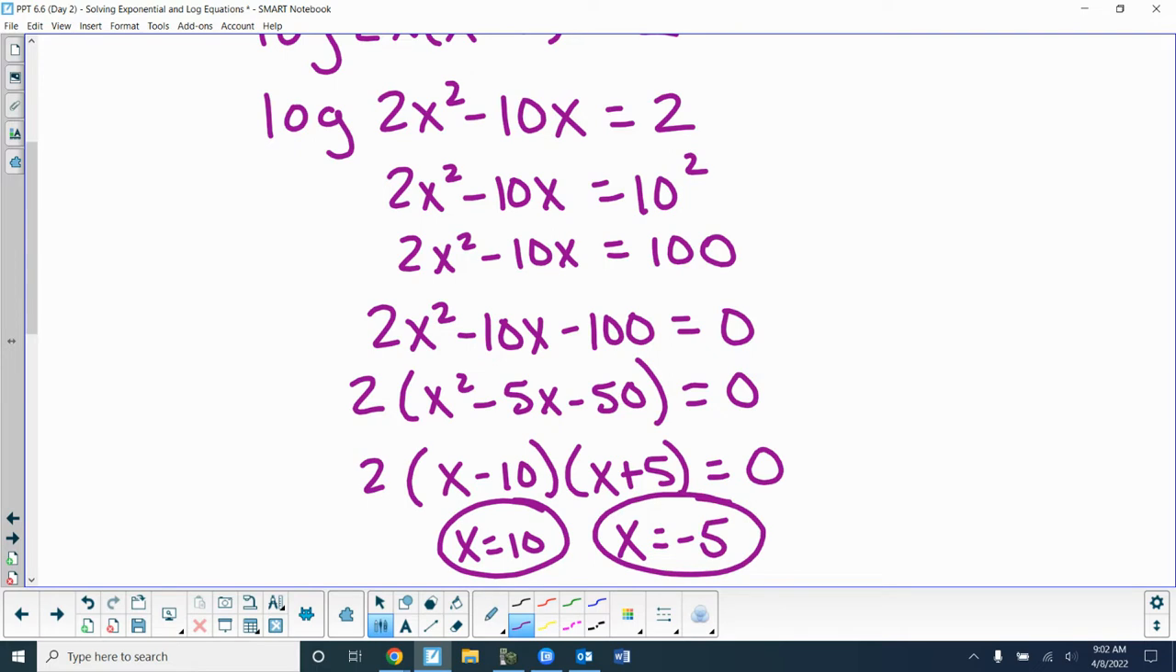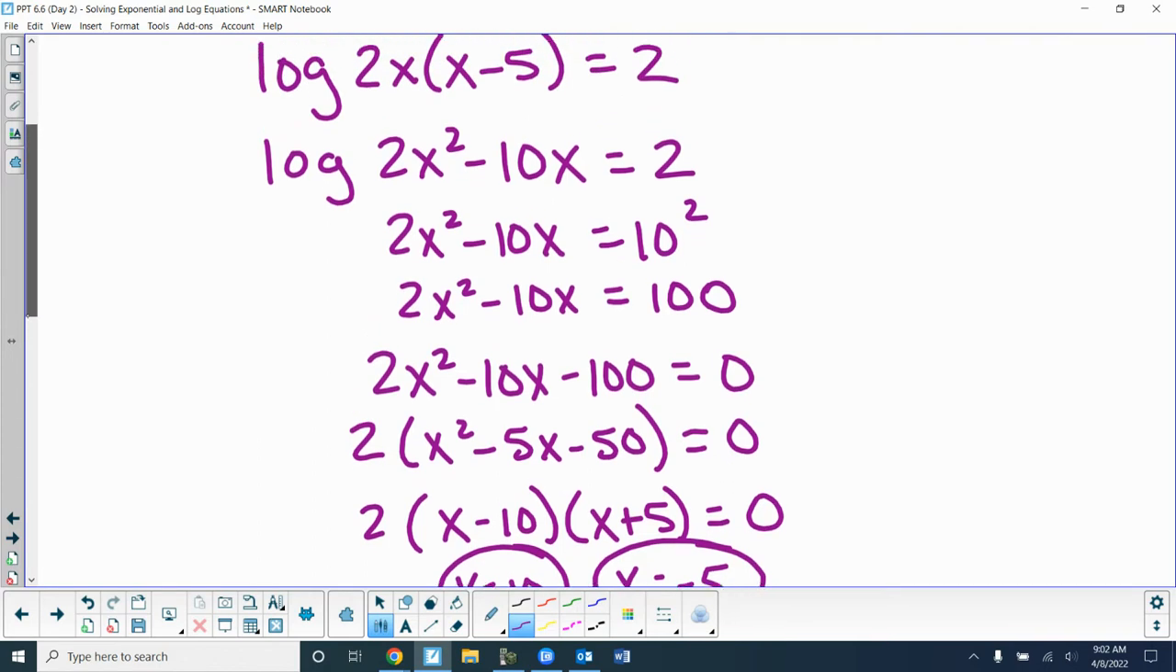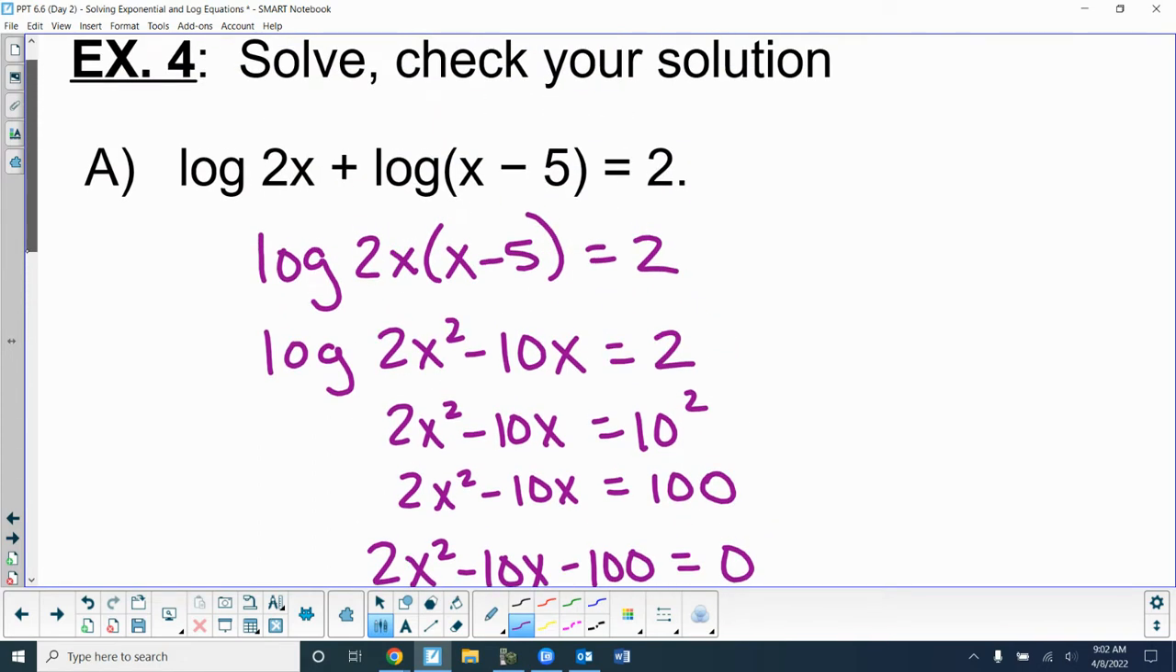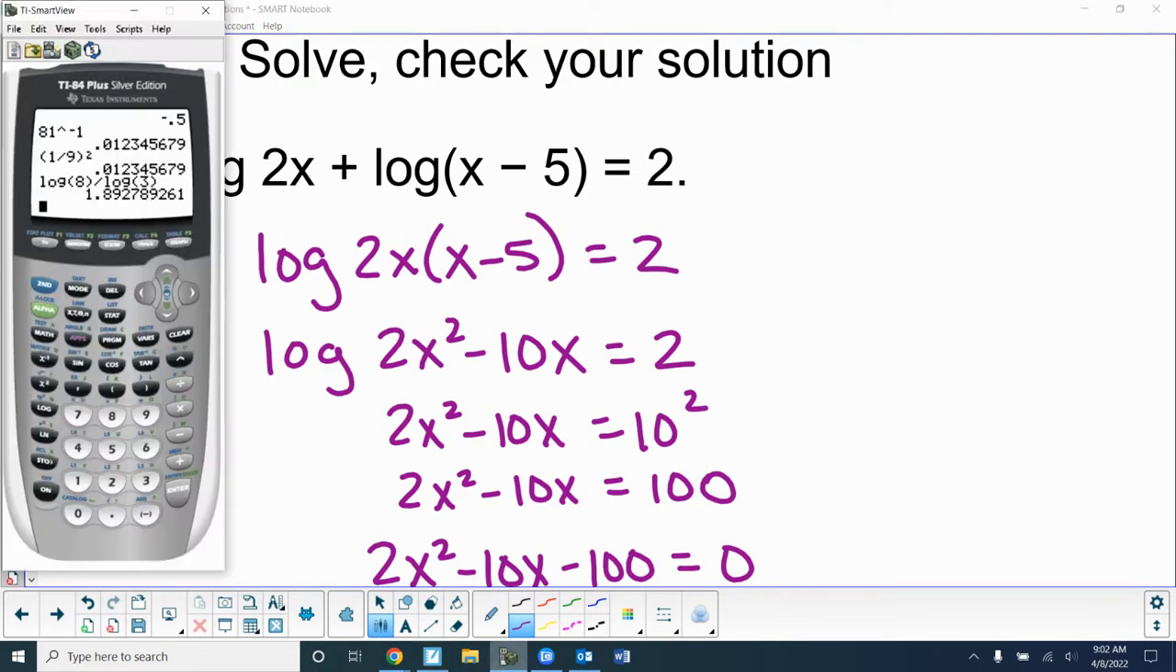Now, we have to check. Any questions about this coming back to you guys? We could always use a quadratic formula if you wanted. If you don't like factoring, you could do quadratic formula and get the same 2 answers. Now, we have to check these though, okay? Because sometimes they don't all work, right? You can't take the log of a negative. Let's say I try to do log of negative 5. Watch what happens. Right, get an error. It's non-real, okay?